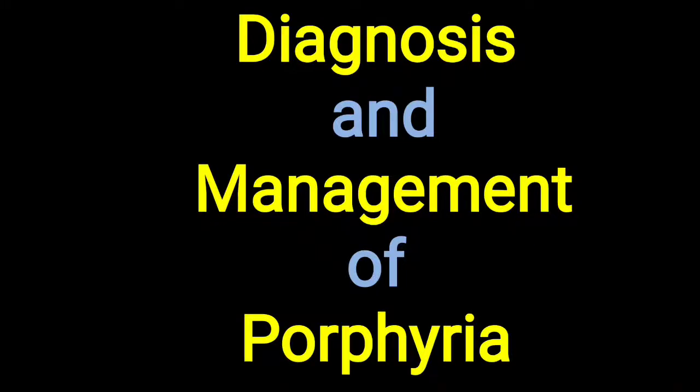Hello friends, today's topic is about diagnosis and management of porphyria. Now porphyria is broadly classified into two varieties, acquired porphyria and congenital porphyria.